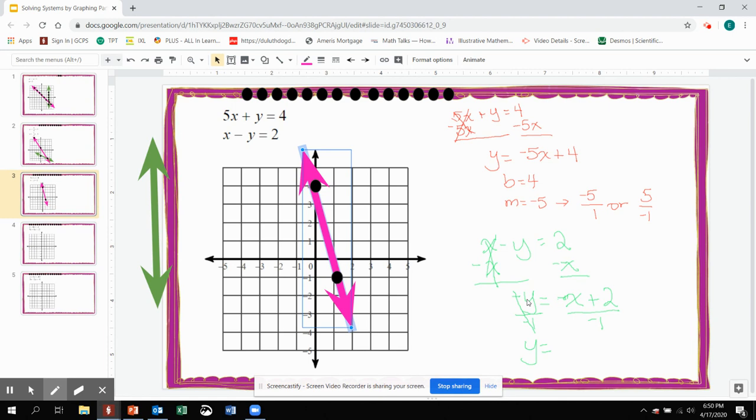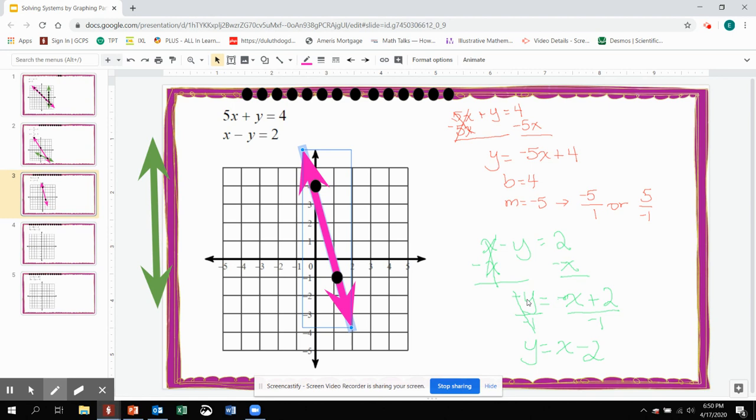So negative 1 divided by negative 1 is positive 1. So it's positive 1x. And positive 1x is the same as just x. Then I have positive 2. I know that it's positive because of that plus sign, divided by negative 1. If I have positive 2 divided by negative 1, that gives me a negative 2 as my answer. Well, if my answer is negative 2, I'm going to write minus 2. So now my equation is in the form y equals mx plus b.